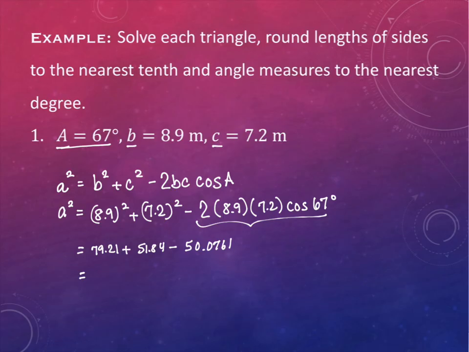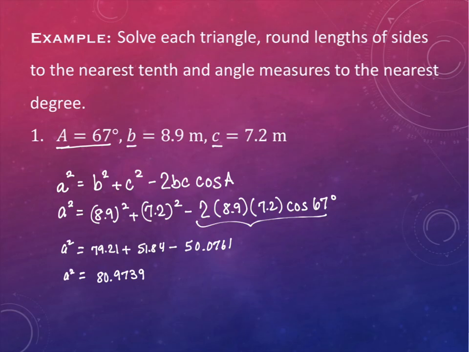Not all calculators interpret pieces quite the same. So if we add the two first pieces and subtract the third, we end up getting 80.9739. And this is equal to A squared.